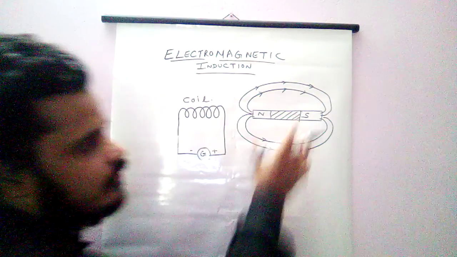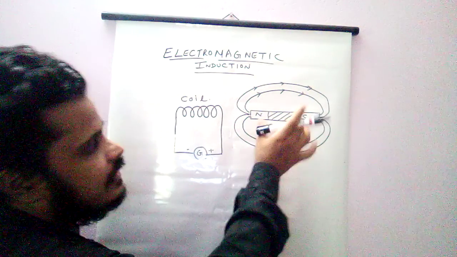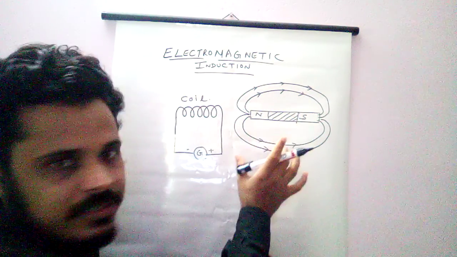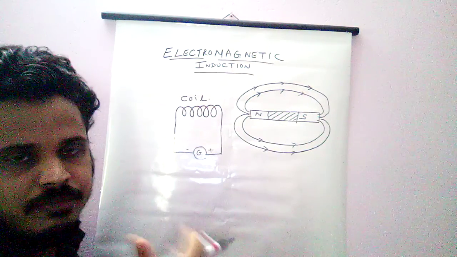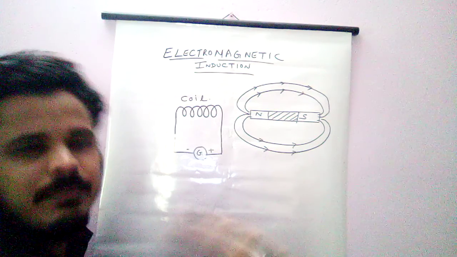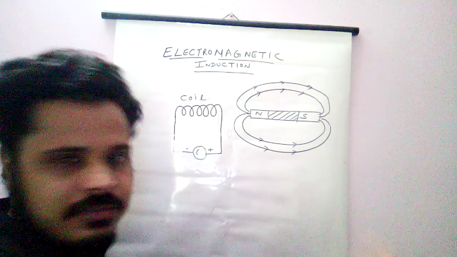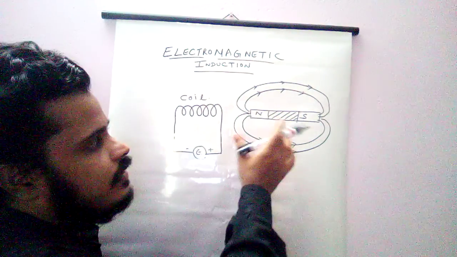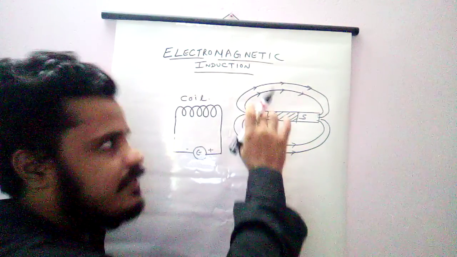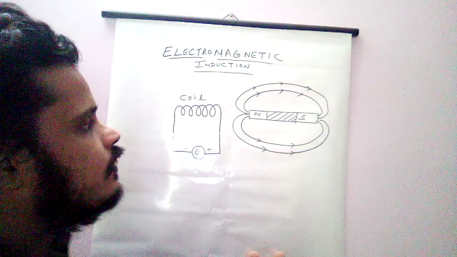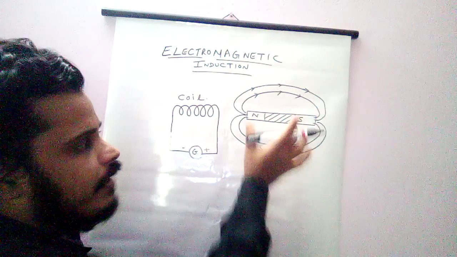Now, near this particular coil, we can see that there is a magnet. This is a bar magnet which has a north pole and a south pole, and as you all know, the direction of the magnetic field in a bar magnet is always from north to south. That we have already learned in the earlier classes. So the magnetic field direction is always from north to south.